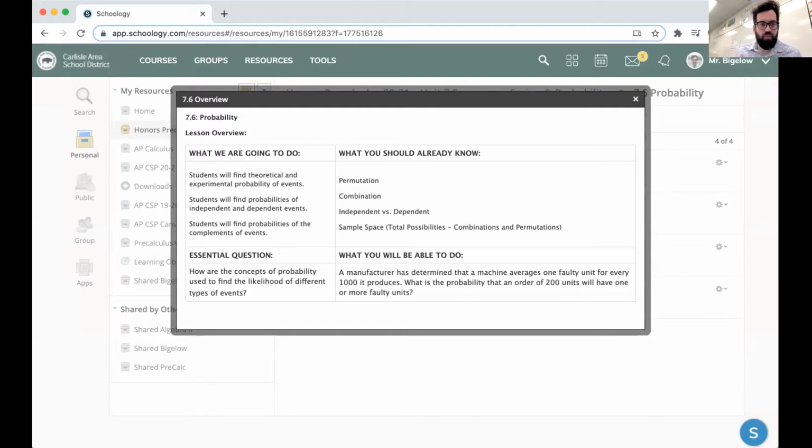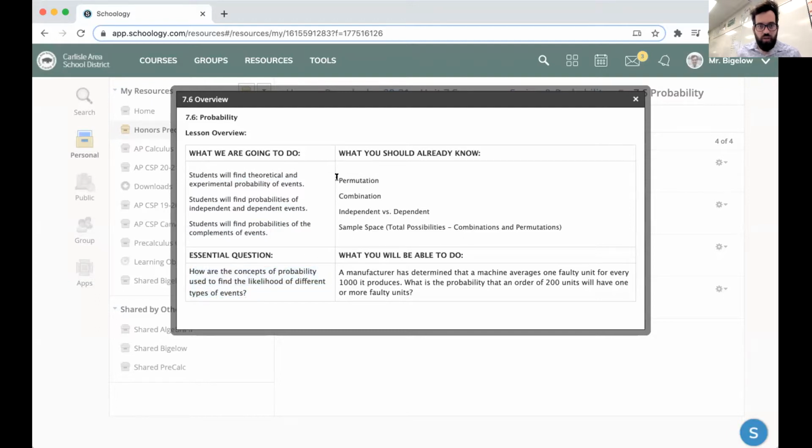The title is Probability. What we're going to be doing today is finding theoretical and experimental probability of events, probabilities of independent and dependent events, and finding probabilities of the complements of events. You'll know what all of those terms mean by the end of this lesson. The essential question is, how are the concepts of probability used to find the likelihood of different types of events?